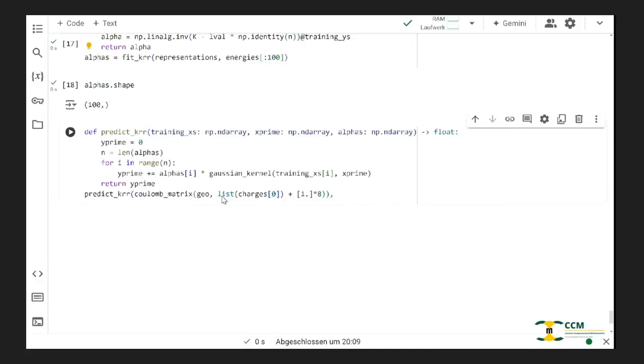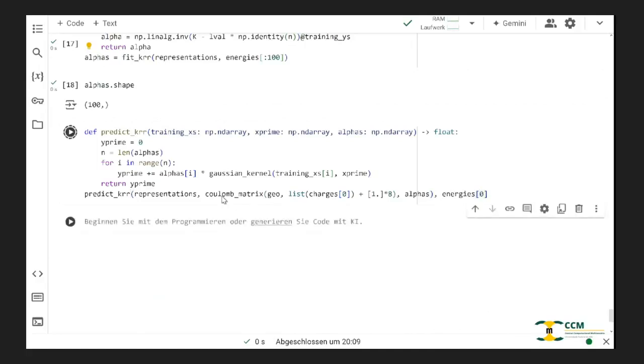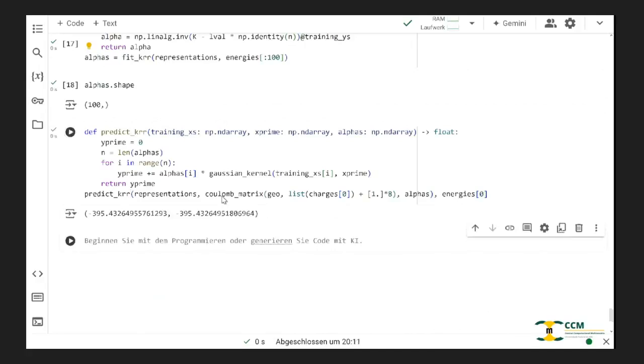And we need the training Xs, that's the representations. This is what we're going to look at. And we need the alphas. Now this is bad. I'm losing some parentheses here. So this gives us now two values.